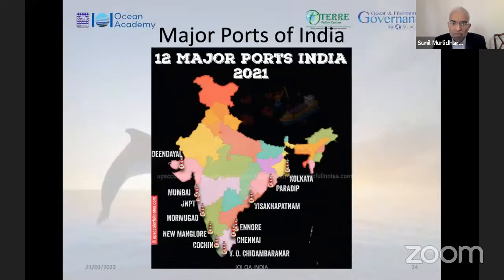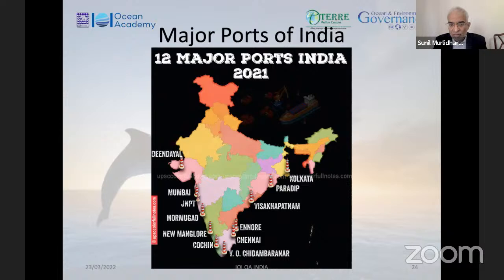So these are the major ports in India. Going from east to south to west, you've got Kolkata and Paradip. Kolkata is in West Bengal, Paradip in Orissa. Then you have Vishakhapatnam. Then you have Ennore and Chennai, these two in Tamil Nadu, and of course also Chidambaram. So that's three in Tamil Nadu, and then you have Cochin in Kerala. Then New Mangalore in Karnataka, and Marmugao in Goa, JNPT near Bombay and Mumbai port, and then of course the Deen Dayal Upadhyay port in Gujarat. These are the 12 major ports of India.